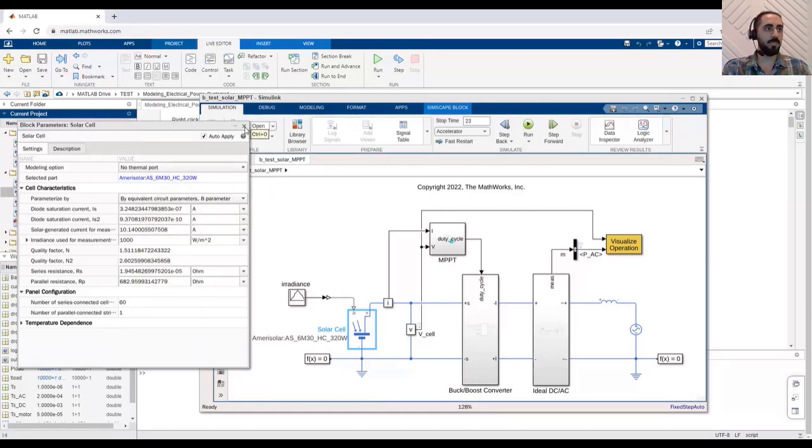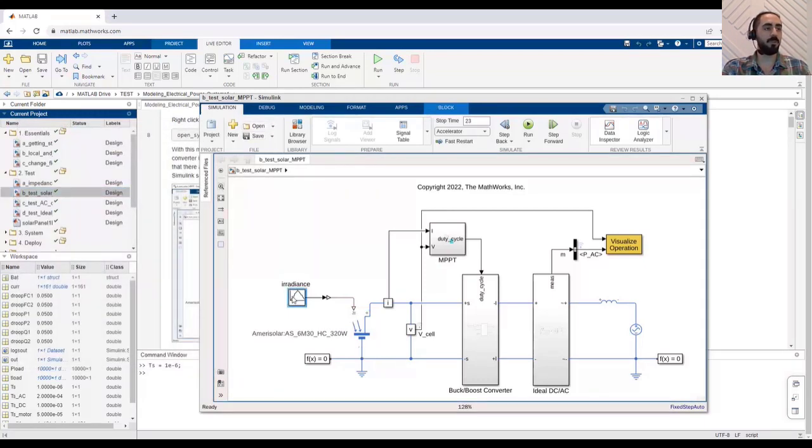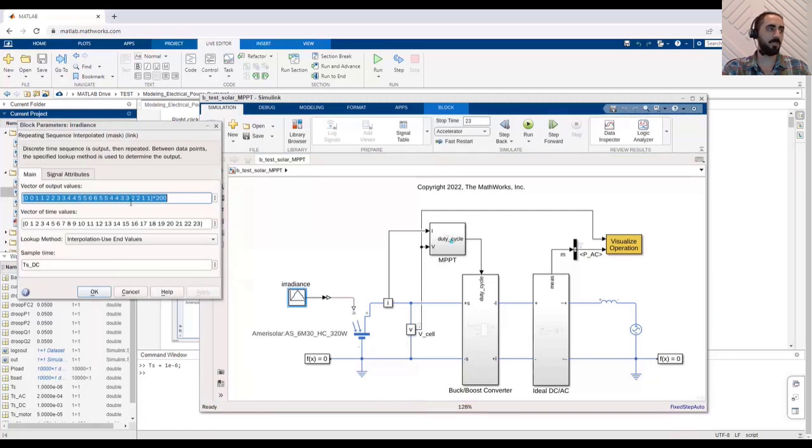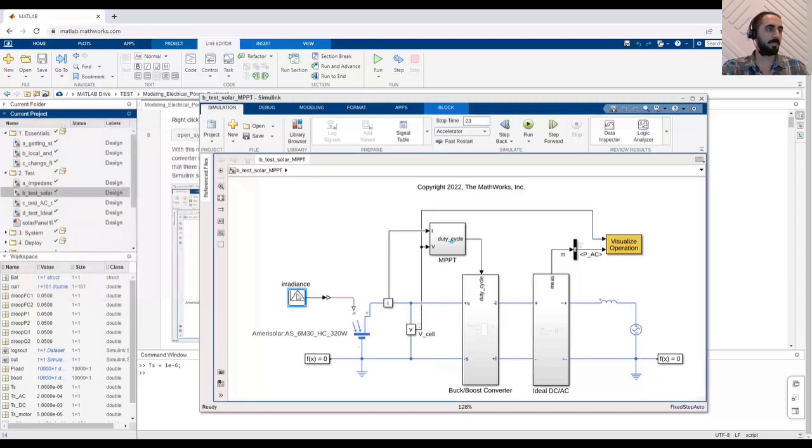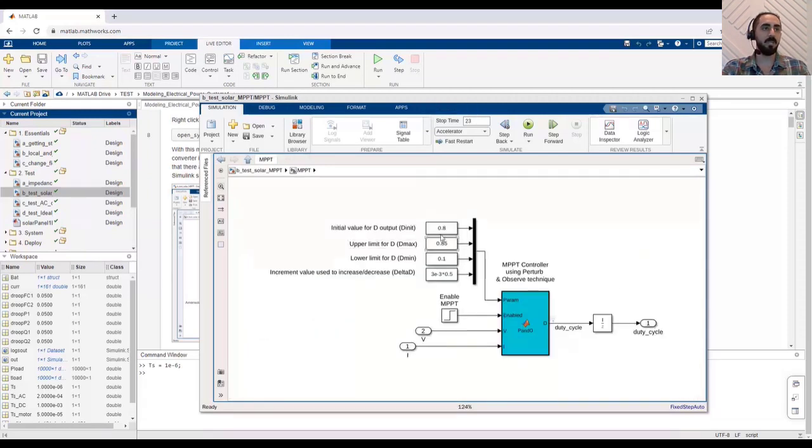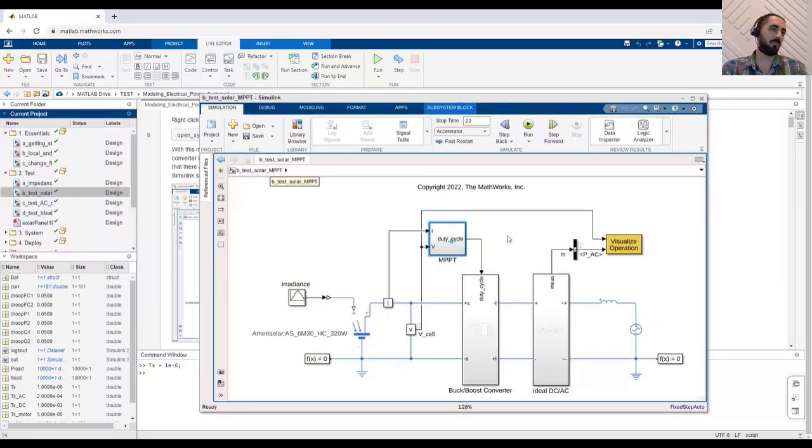And we have this profile of the irradiance, which we are simply ramping up to 1 kilowatt per meter squared and ramping down to 0. We are using a Simulink to physical signal converter to get Simulink signals into the Simscape domain. And we have this maximum power point tracking. It's unchanged from the previous example.